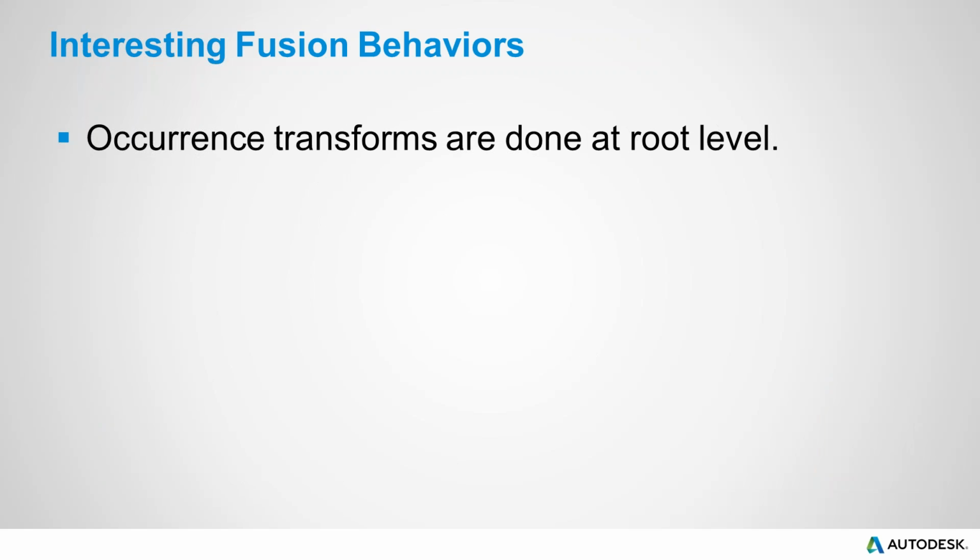Right, so here's some kind of interesting behaviors. You could probably substitute some other word for interesting, like weird, or whatever. But occurrence transforms are always done at the root level. So what that means, let's say, well, that assembly we just built. I created that one block as an occurrence, and then I copied it. So we've got two occurrences.